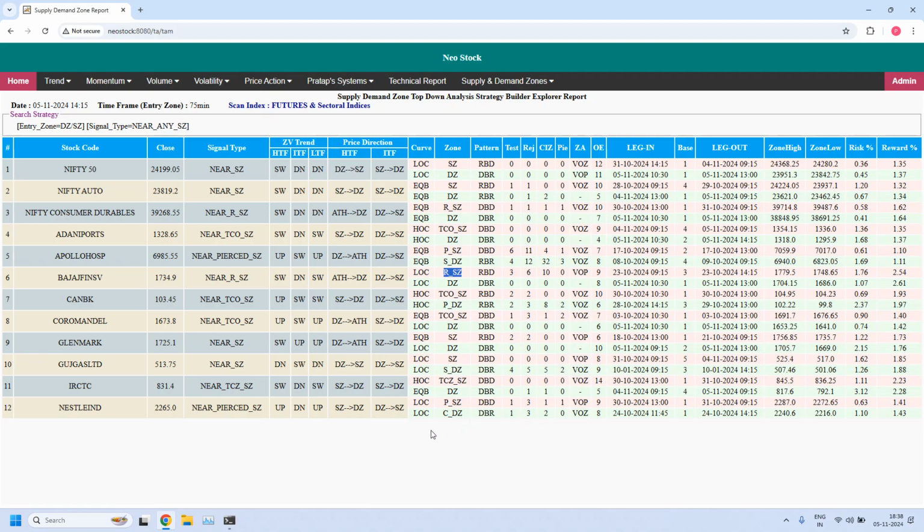We have only one high liquidity supply zone identified in our entire daily and 75 minutes high liquidity zones. This is the only one stock we have.